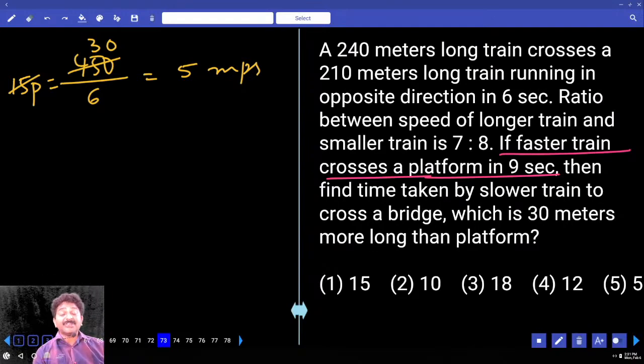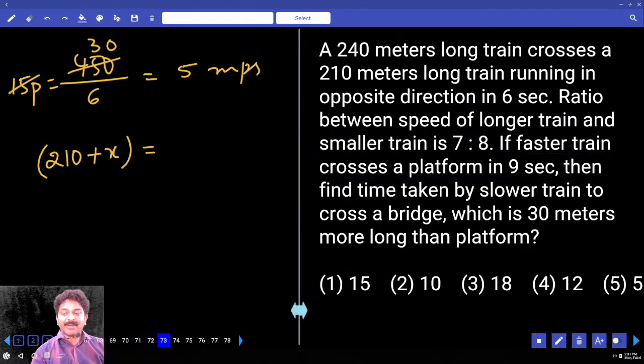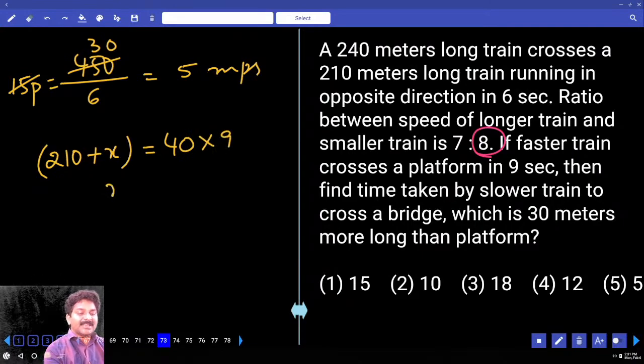Which train is moving fast, the first or the second? Second. That means the second train crosses a platform in 9 seconds. What is the length of the second train? 210. If it crosses a platform, the distance covered is train length plus platform length, which is equal to speed into time. What is the speed of the faster train? 8 parts, 8 into 5, 40, into the time taken, 9. From this, x is equal to 360 minus 210, which is 150. Clear? Now we got the platform length.